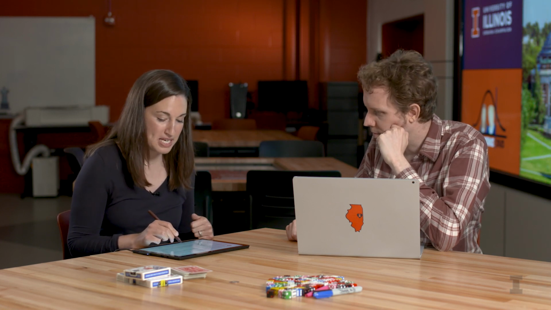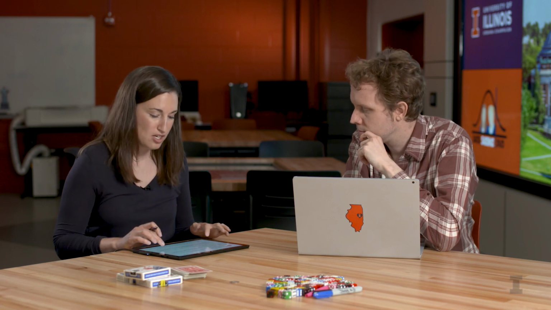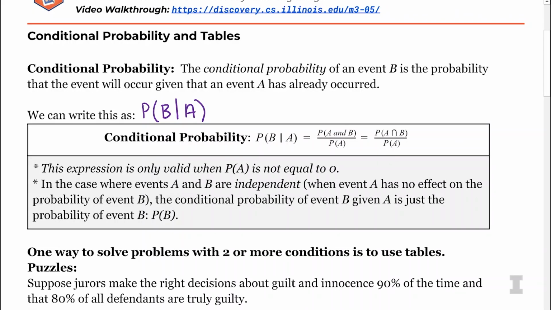And technically, if I wanted to write the definition of conditional probability as a formula, the probability of B given A is equal to the probability of A and B over the probability of A. This will come up sometimes, but generally in this class, we're going to be looking at either Bayes' rule or solving these probability questions with different rules. It is only valid when P of A is not equal to 0 because we can't have 0 in the denominator or the world will explode.